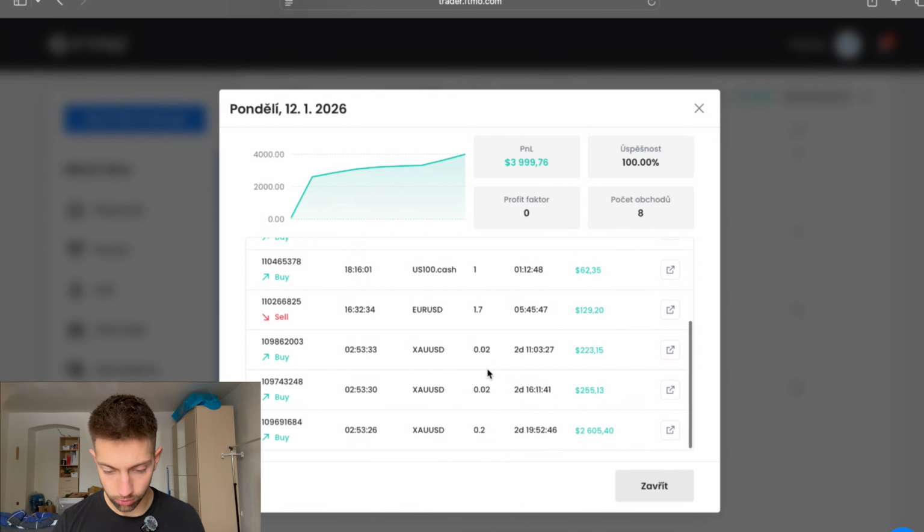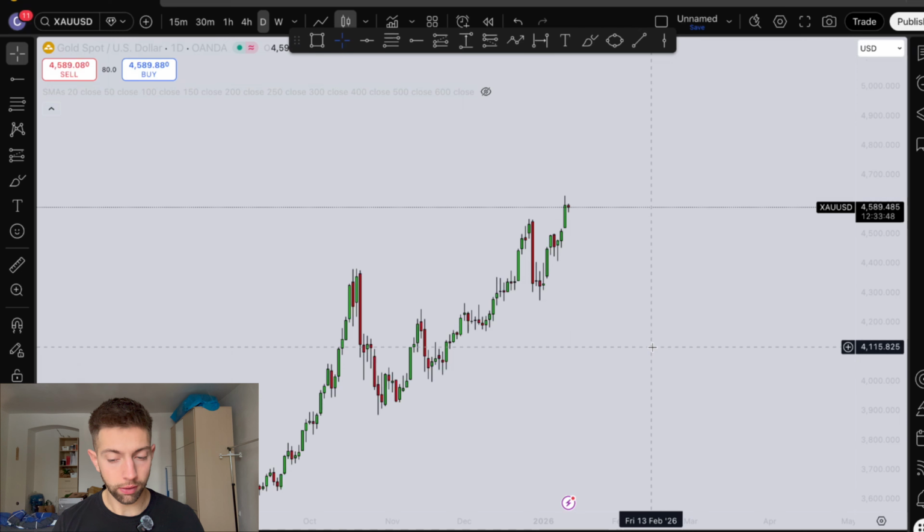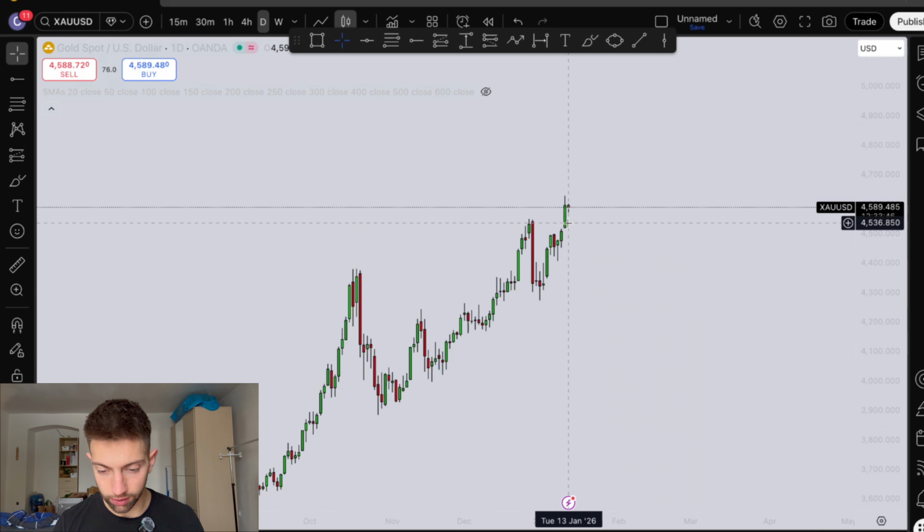So this was the trade, gold. I took multiple trades, but I'm going to break down gold. So yeah, let's do it. All right, here we are at the gold chart and we are on a daily time frame. The trade was taken right here and it was closed around this area.